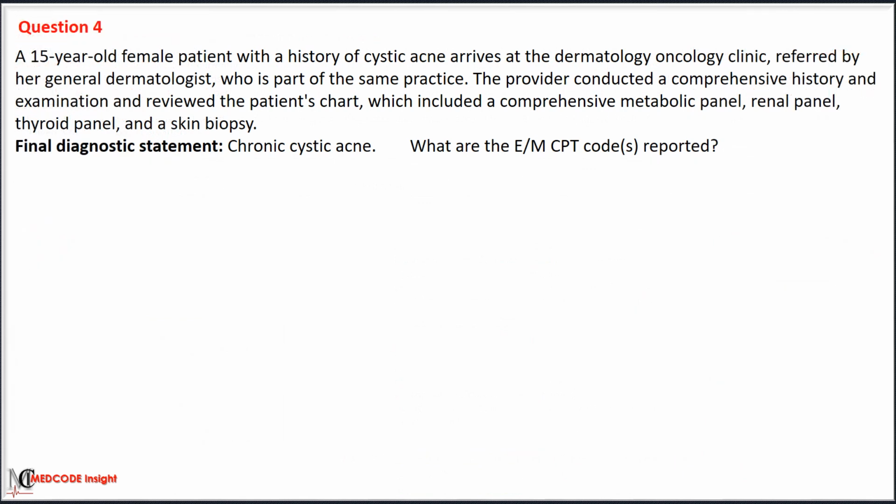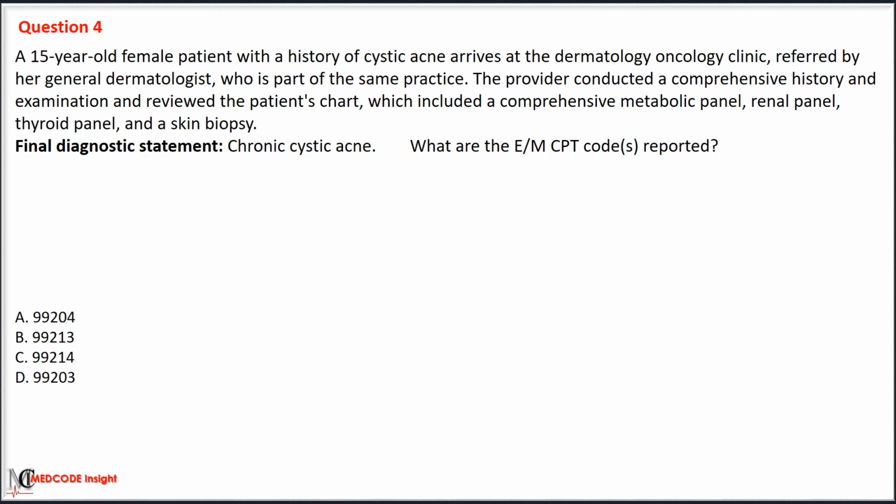A 15-year-old female patient with a history of cystic acne arrives at the dermatology oncology clinic, referred by her general dermatologist who is a part of the same practice. The provider conducted a comprehensive history and examination and reviewed the patient charts, which included a comprehensive metabolic panel, renal panel, thyroid panel, and a skin biopsy. Final diagnostic statement is chronic cystic acne. What evaluation and management CPT code is reported?